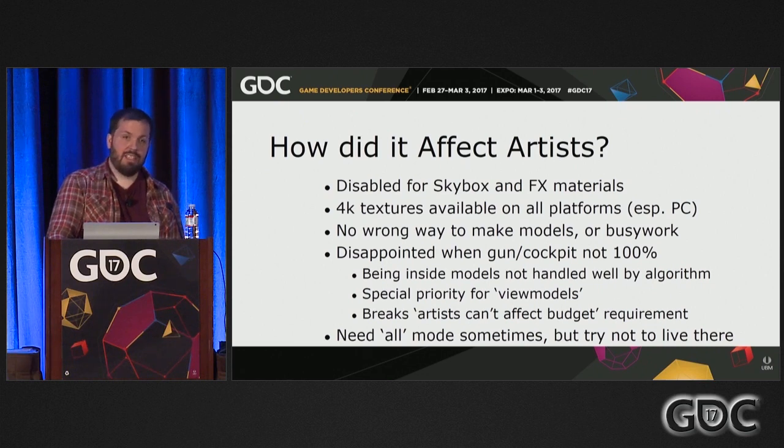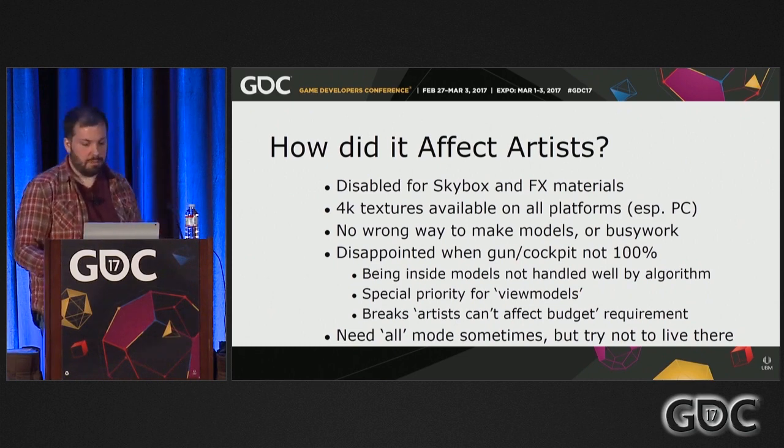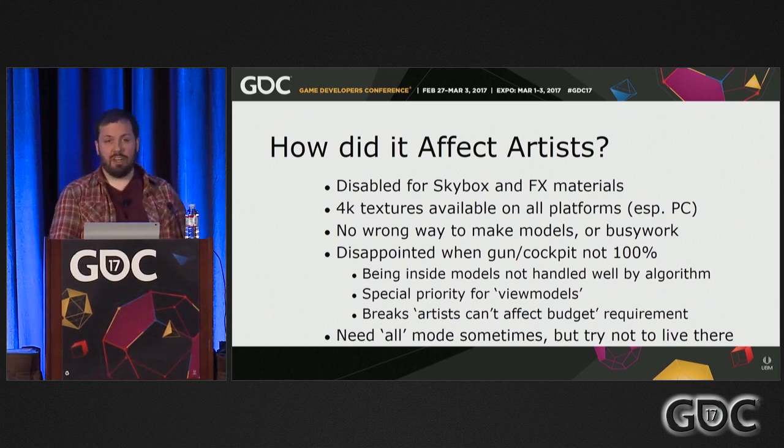One thing that became increasingly obvious as the effort went on was that they really weren't happy when the guns or the Titan cockpits weren't completely loaded in. So we call those view models, and we had to handle view models specially. We put a special bump on them so that they will almost always completely load in if they're visible. So that breaks the rule that the artist can't affect the budget requirement. Now anytime they add a MIP level to a gun or a Titan, it's definitely going to take memory and definitely reduce the amount of memory available to other textures, but that's okay. We just have to be careful there.